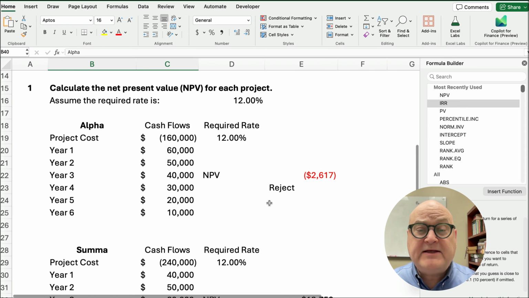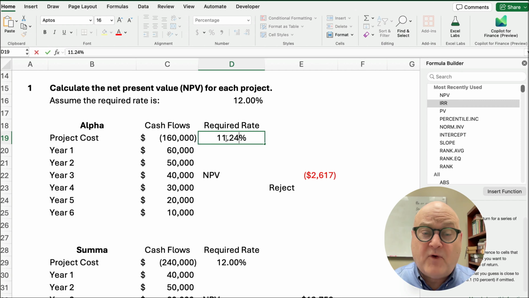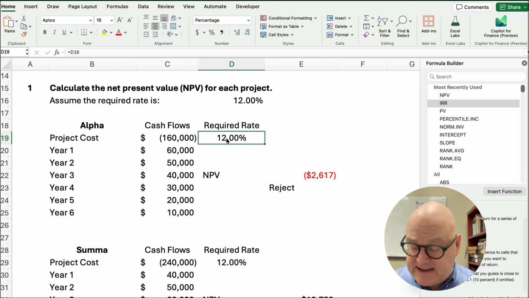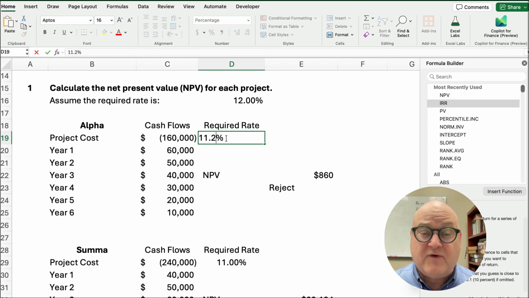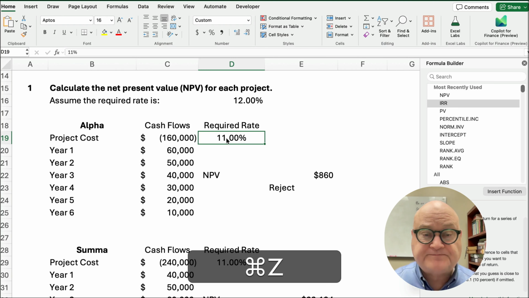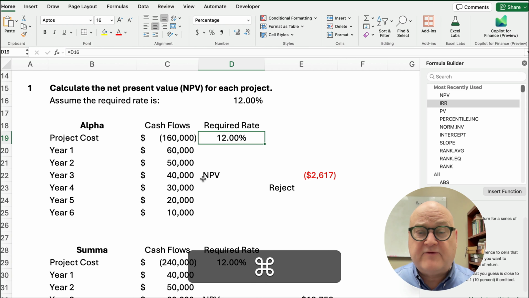Remember, we speculated that it's in between 10 and 12%. So if I put 11.24 here, then it essentially comes out to be 0. If I pointed to more decimals, then it would work out a little bit better. But at 12%, it's negative. At 11%, it's really close to zero. At 11.24, it's essentially zero. All right, so let's go back to the 12%.